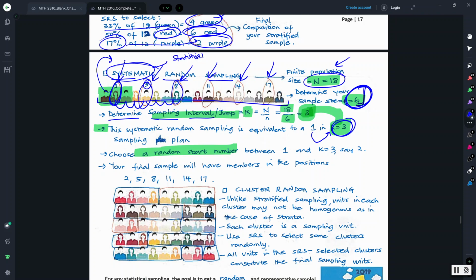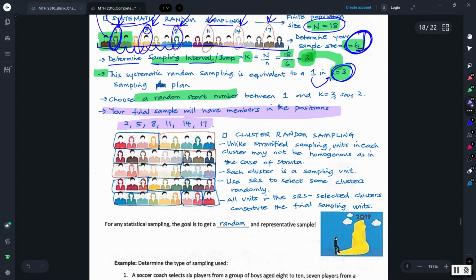So this is very, very important. Our takeaway here would be that your final sample will have members in this position: 2, 5, 8, 11, 14, and 17. These people will constitute the systematic random sample.